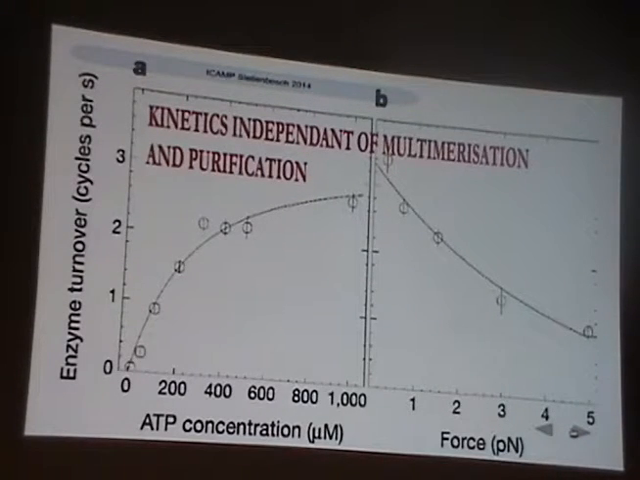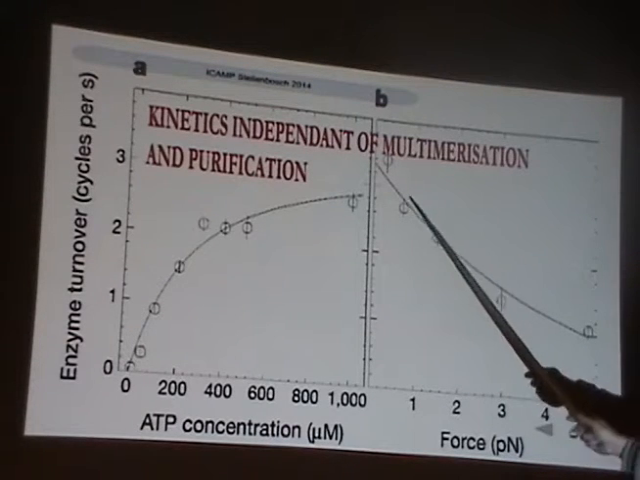Okay? You slow down because in the rate you introduce a term, exponential of force times a distance divided by kBT. Okay? If you have a displacement that is conjugated to the force, you will increase the rate, or you are going to decrease the rate.